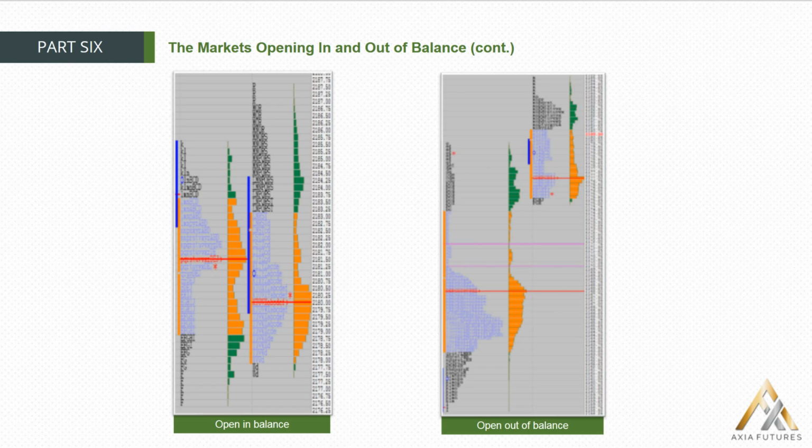Now, let's move to the next section, which is the opening trade.